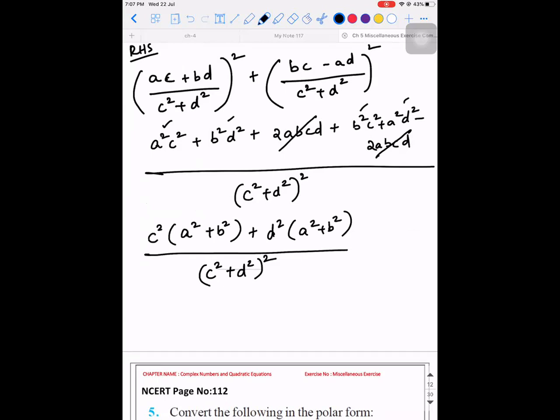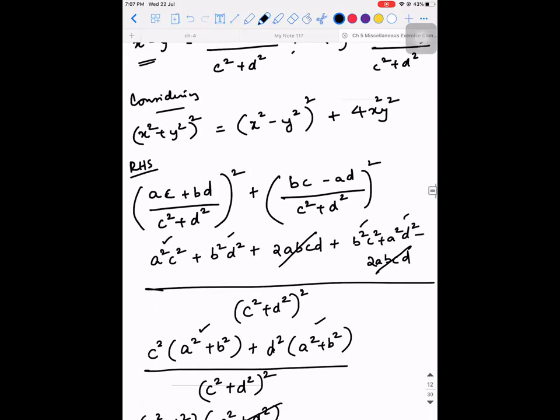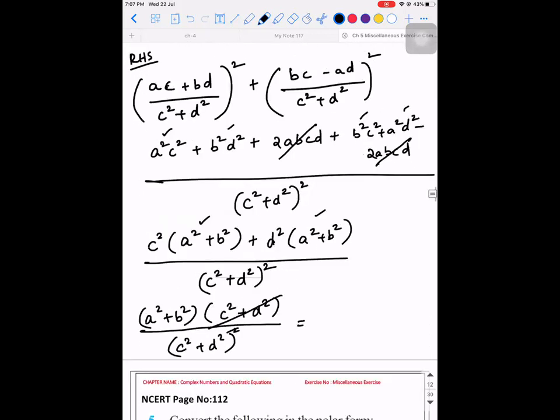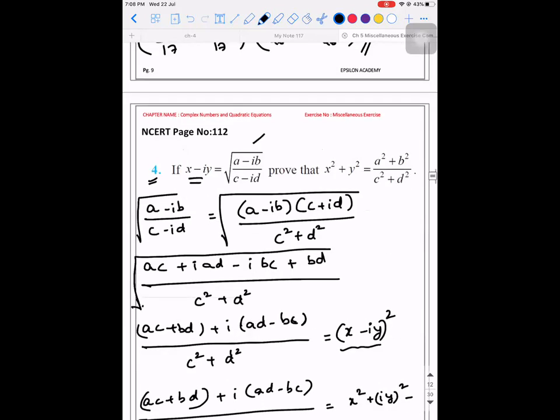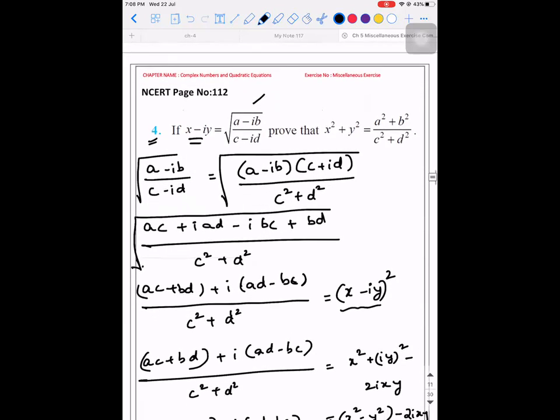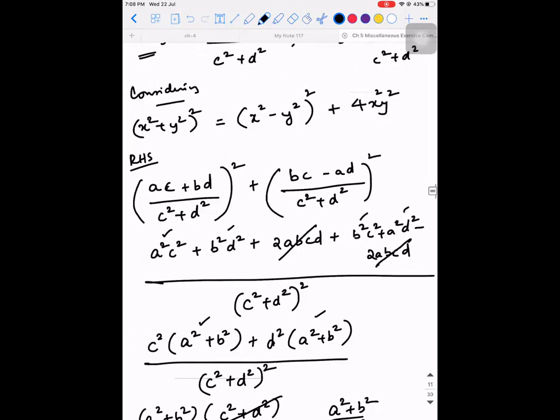Yes, sir. So what is common in these two? A square plus b square into c square plus d square, the whole divided by c square plus d square, the whole square. So what will get cancelled? c square plus d square. That's it. Got it? Understood, sir.